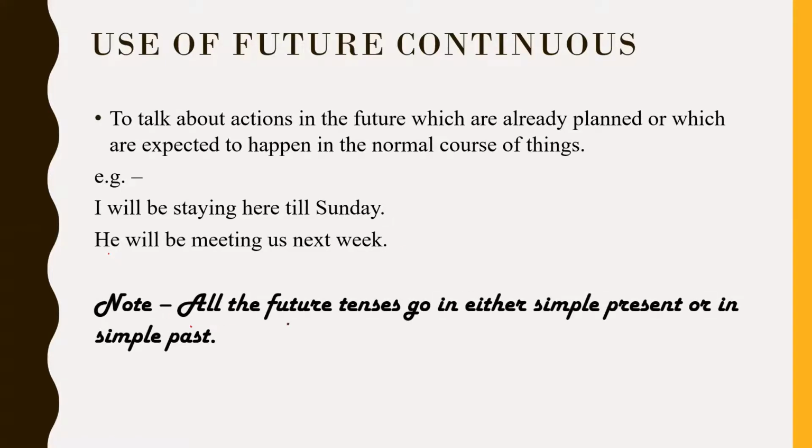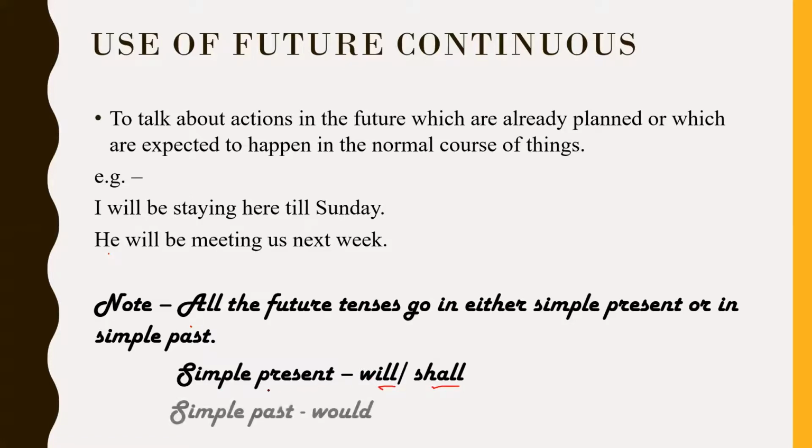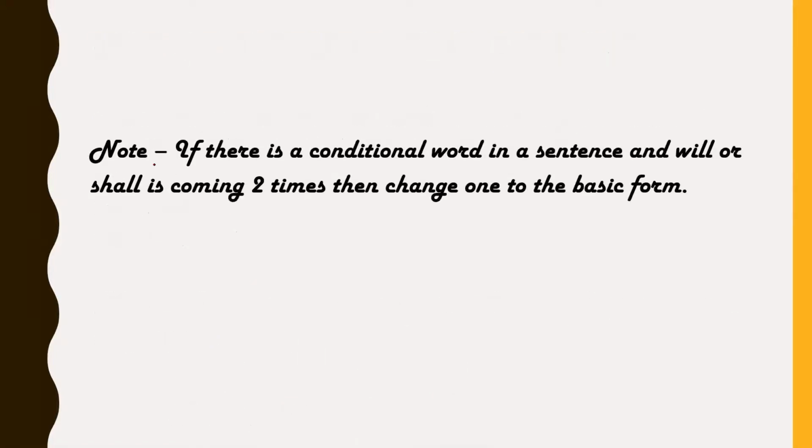Note, all the future tenses go in either simple present or in simple past. Simple present: will and shall come in simple present and would comes in simple past. Note, if there is a conditional word in a sentence and will or shall is coming two times, then change one to the basic form.